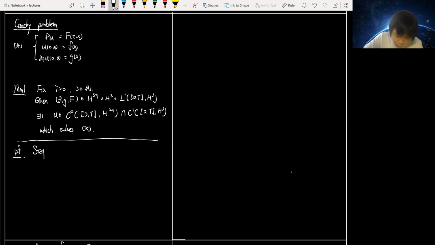So the proof has several steps. In the first step, we assume the data are all smooth. Assume F, G, and capital F are all smooth, and they all have compact supports. In this case, we can actually assume F and G are 0, simply by substitution. So the only thing left is the source term, capital F. And the goal is to prove that we have a smooth solution.